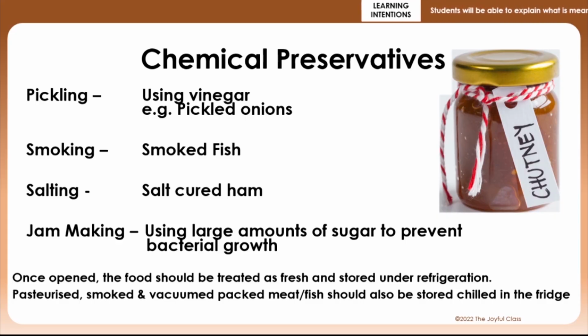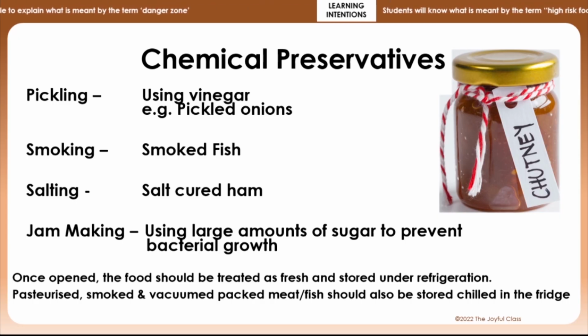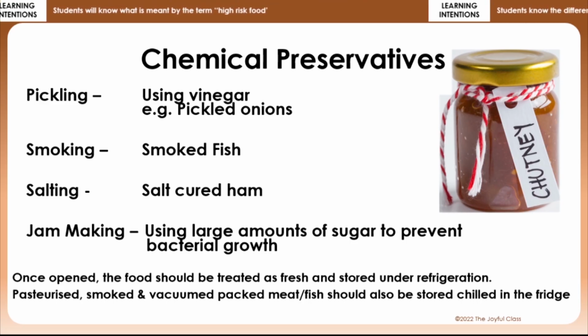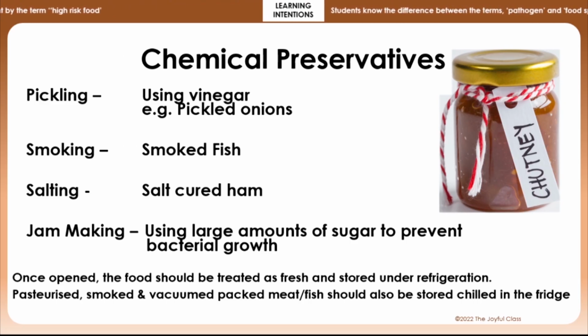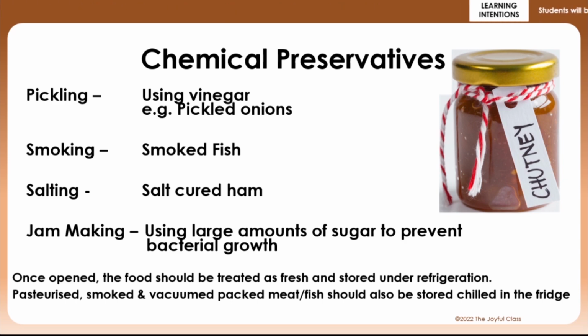So preservatives such as vinegar is used for things like pickled onions or relishes. Smoking, you could smoke salmon, smoked bacon. Salting, that could be your curing of your ham. And jam making, that's using large amounts of sugar to prevent the bacterial growth in the jam making process.